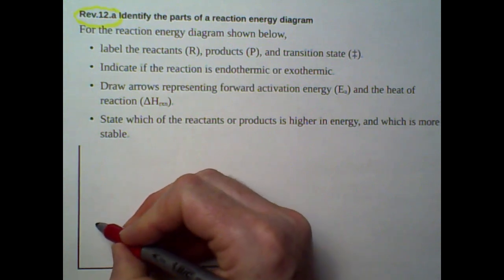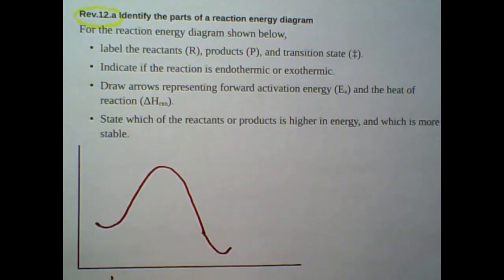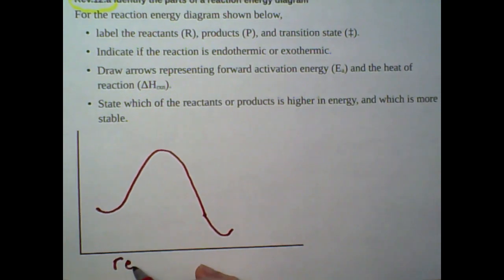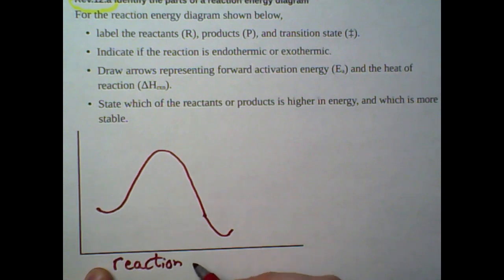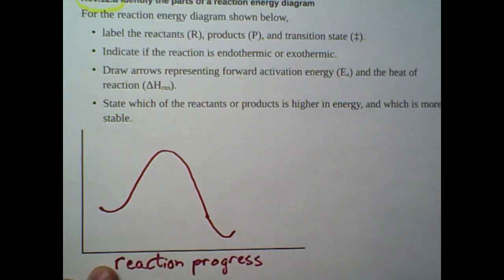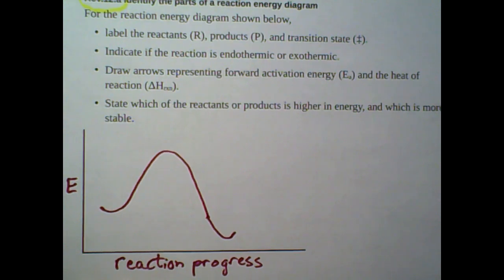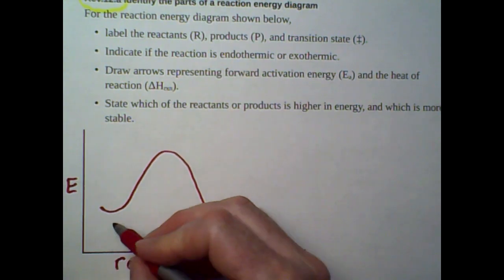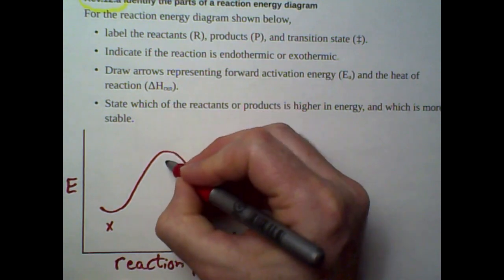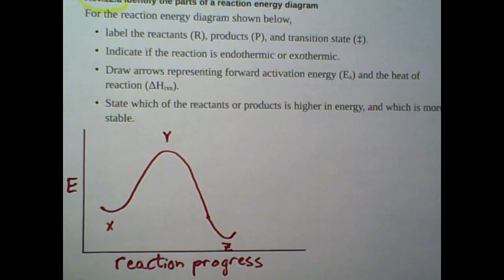So I'm going to make one up. Looks something like this, with reaction coordinate or reaction progress on the bottom axis, and you might have energy or delta H or delta G depending on your context on the y-axis, and then some labels like X, Y, and Z.